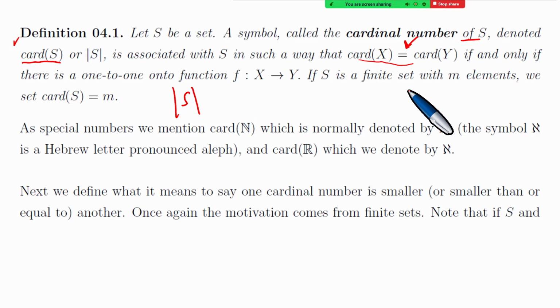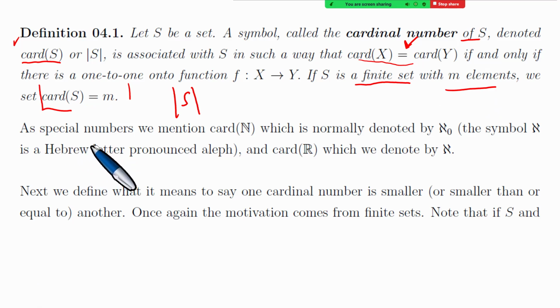If S is a finite set with m elements, we set the cardinal number of S to be m, because we can just count. We can count the elements there and find that the elements are only m, because S is a finite set.